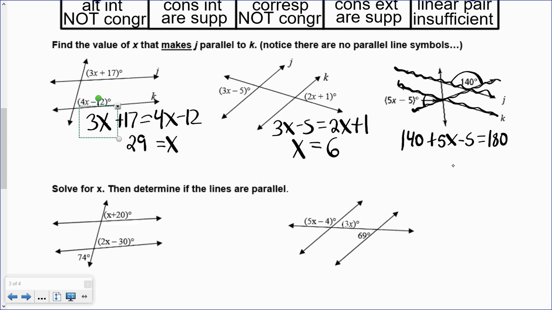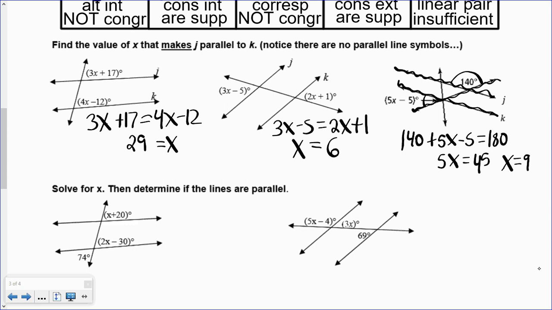So when I solve, I get 5x is equal to 45. Is that right? So x would be? 9. X is 9. Okay? So we solve them the same way as we do in lesson 2. You just have to make sure you read the directions to understand what the implication is. Are the lines parallel or you're trying to force them to be parallel? But the process is the same. Questions?